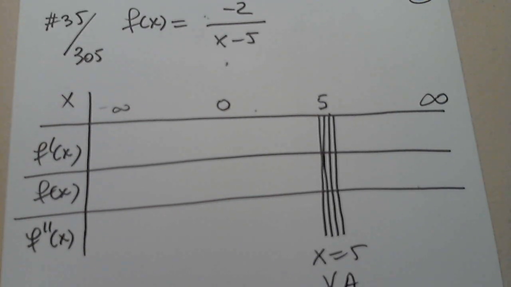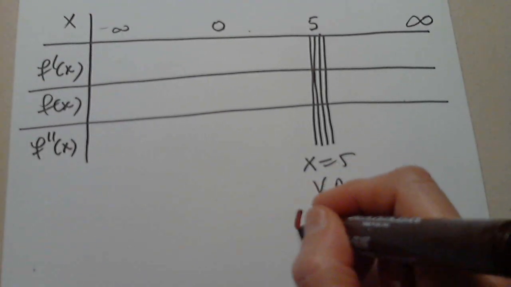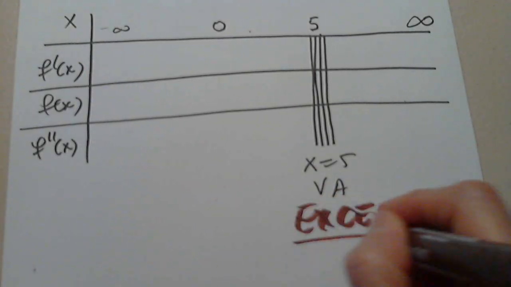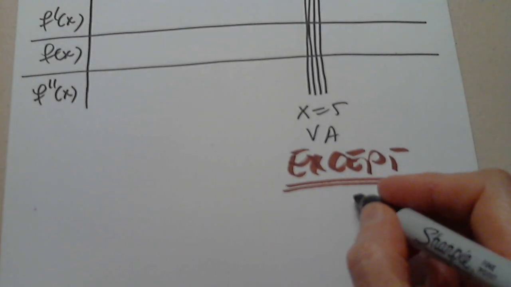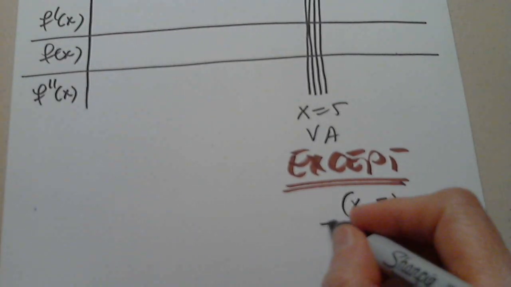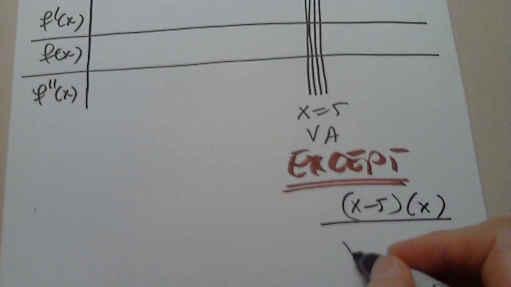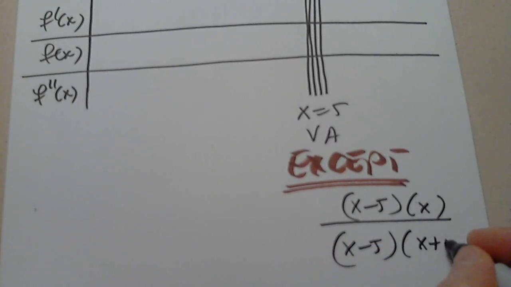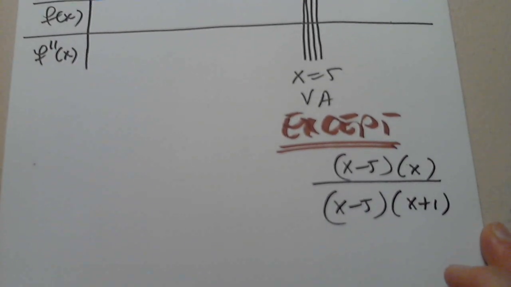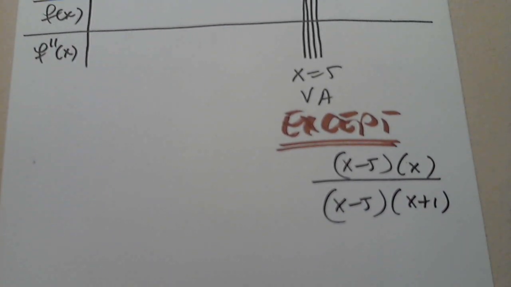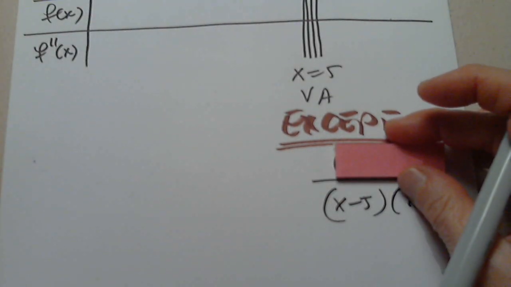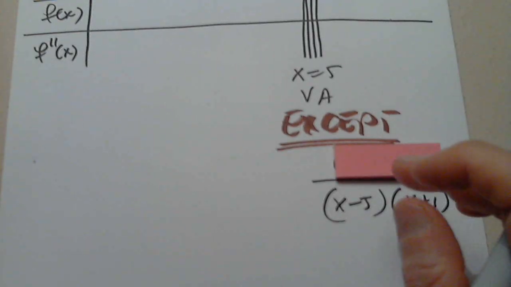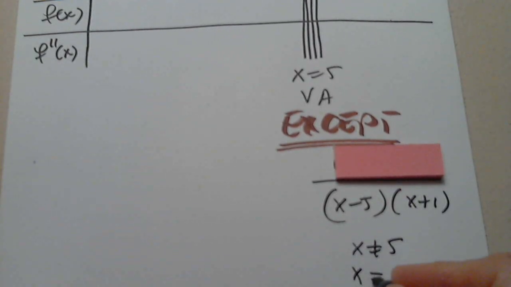There is a catch, and I'm going to write it in parentheses. Except if I have a situation like this: x minus 5 times x over x minus 5 times x plus 1. I don't care what I have in the numerator. I'm saying x cannot be 5 and x cannot be -1.